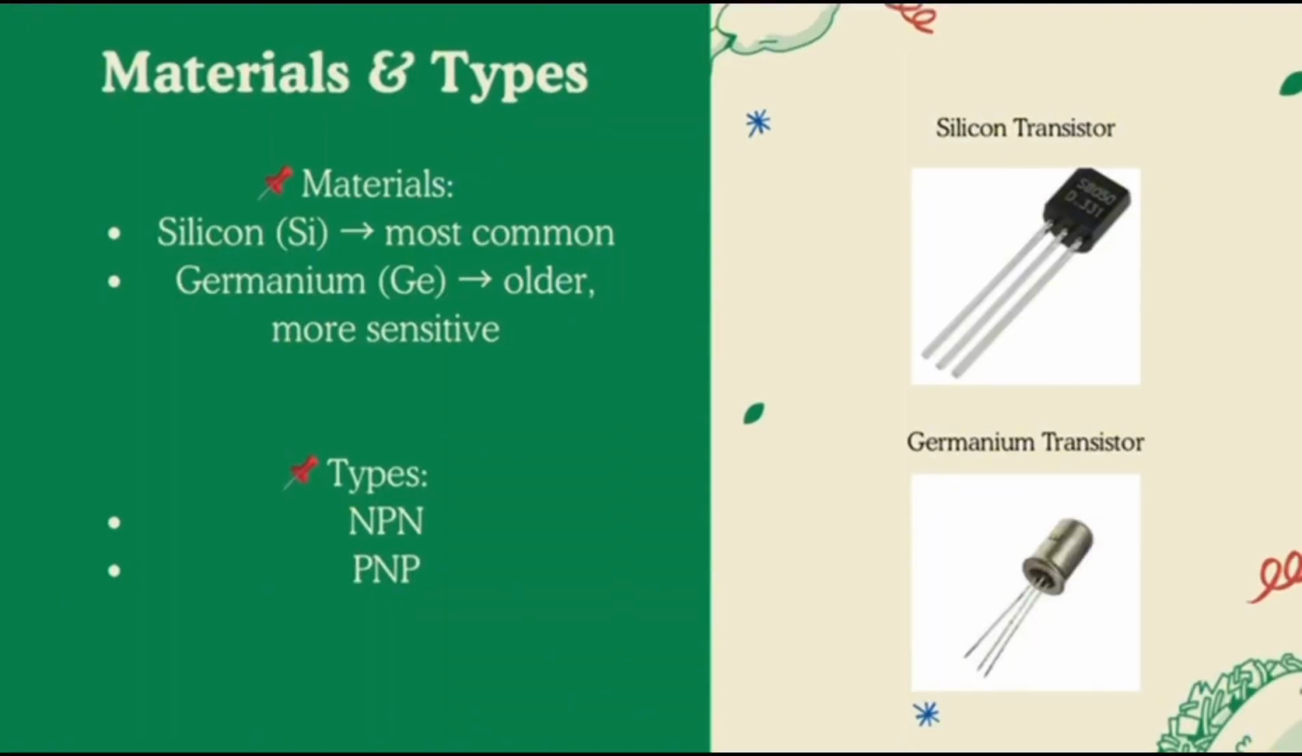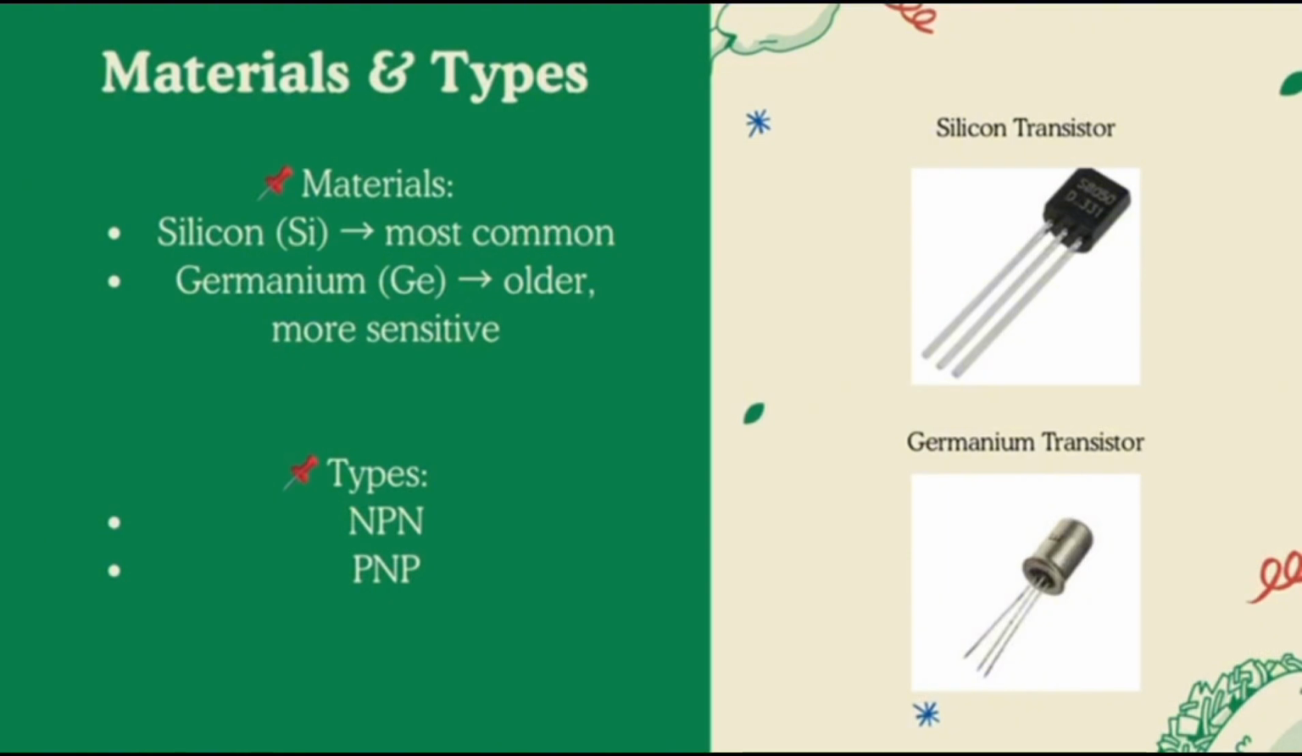And now, for the most important part, I will explain about the materials used in bipolar junction transistors and the different types of bipolar junction transistor. A bipolar junction transistor is made from semiconductor materials. These materials have electrical properties between conductors and insulators. The most commonly used material is silicon. As you can see, silicon is widely used because it is stable, reliable, and can operate well at a higher temperature. It is also easily available and suitable for most electronic applications.